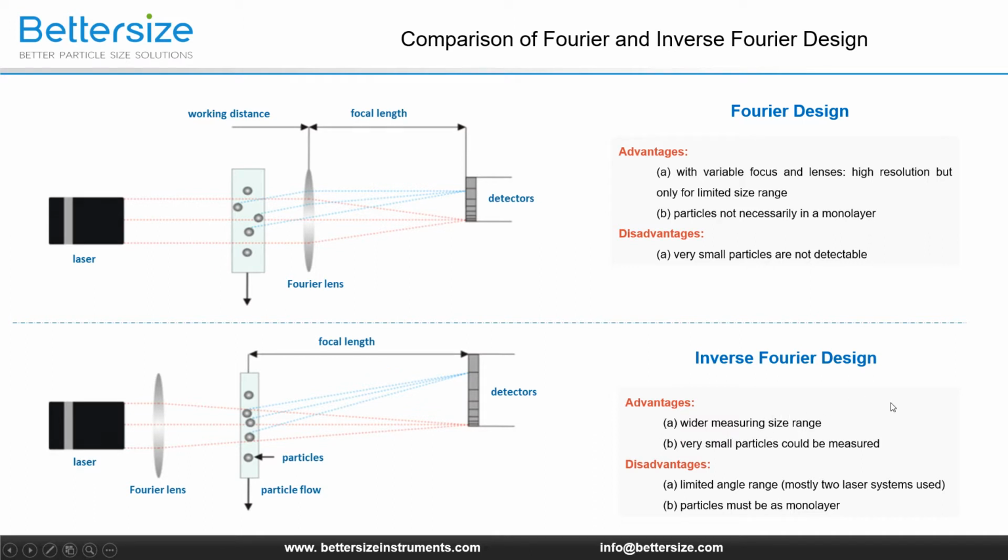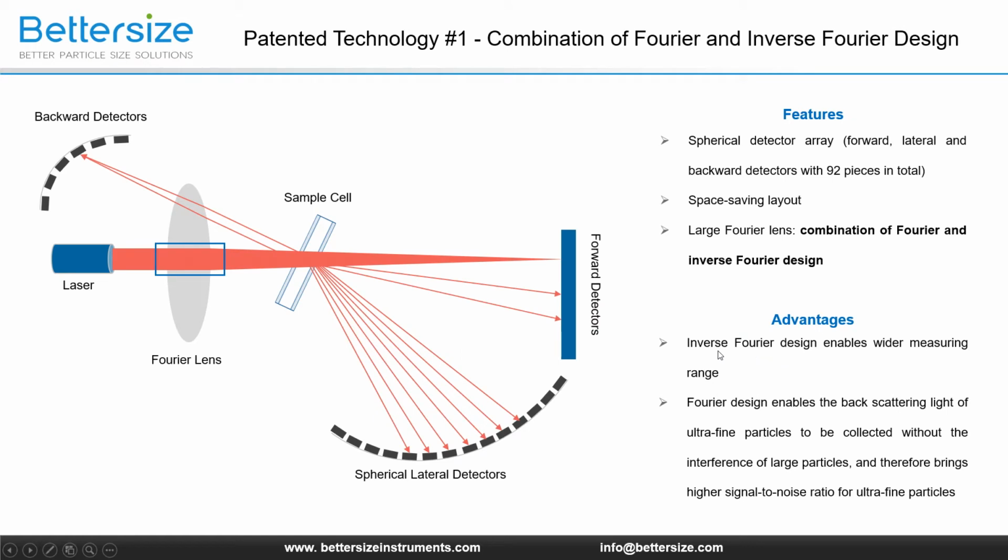So if there is an analyzer that combines both designs in one instrument and has the advantages of both sides, why not? It will be a great technological innovation, and this is what the Betasizer 2600 does. Let's take a look at its optical setup. A laser beam produced by a laser device passes through the Fourier lens and then irradiates the particles in the sample cell to produce scattered light in all directions.